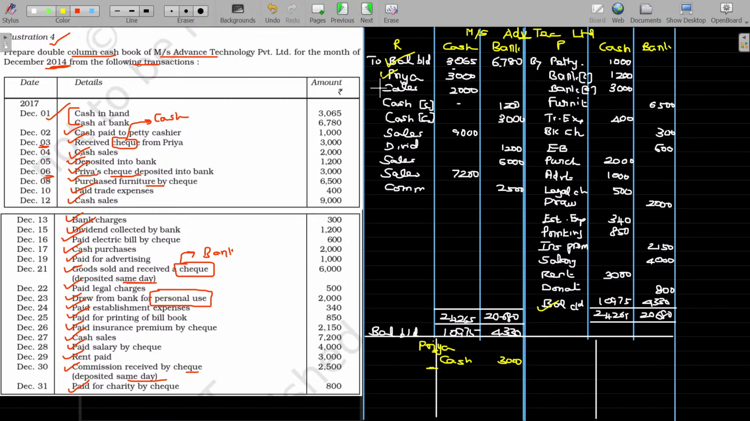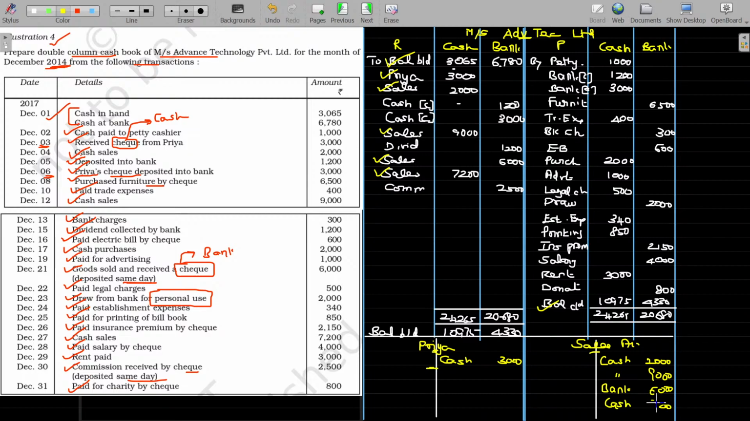Now, we'll go for the sales account. So, I open the sales account also. In the sales account, credit side, by cash, 2000 rupees. I just pick only the sales. Again, we have sales of rupees 9000, the same cash. Again, another sale is there through bank, value being 6000. Another sale, cash, value being 7200.